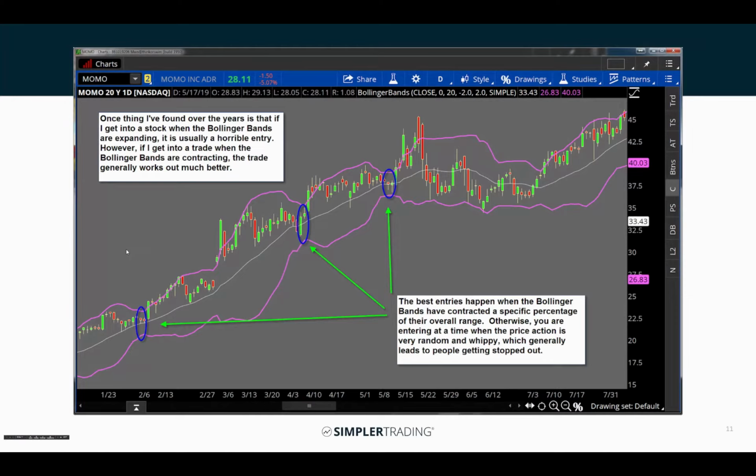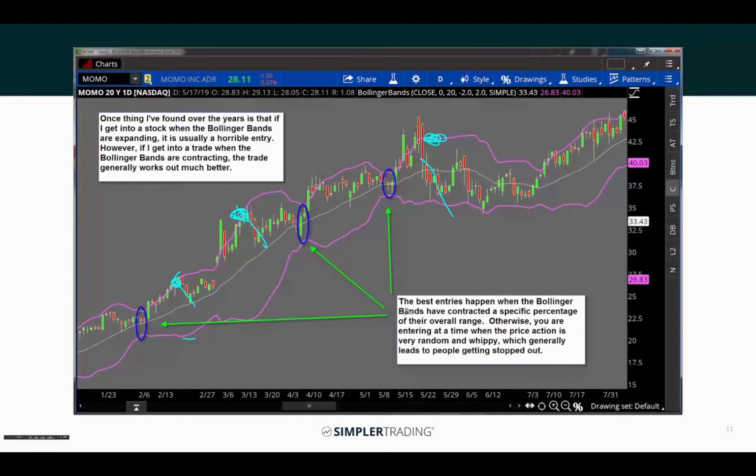So what does this mean? One thing I found over the years is that if I get into a stock when the Bollinger Bands are expanding, I'll say that again, if we get into a stock while the Bollinger Bands are expanding, then it's generally going to be your worst entry. Okay, so what do I mean by that? So here you can see the Bollinger Bands are expanding, right? And you get in, crushed. Bollinger Bands expanding, get in, crushed.